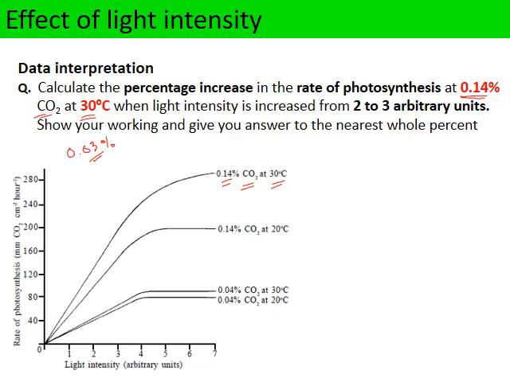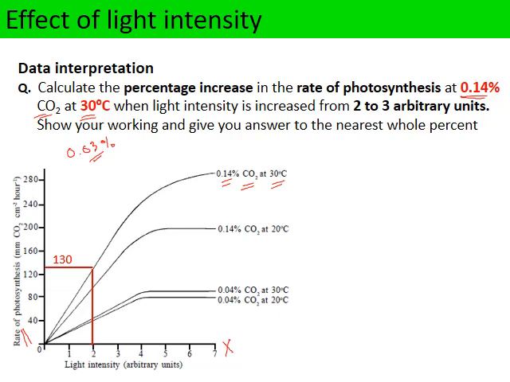Now, 2 to 3 arbitrary units in light intensity is going to be across the bottom on the x-axis, because that's the independent variable. So here they've done 4 separate experiments where they've had either different CO2 or different temperatures, but in each experiment, the independent variable has been the light intensity. And the dependent variable, again, has been the rate of photosynthesis.